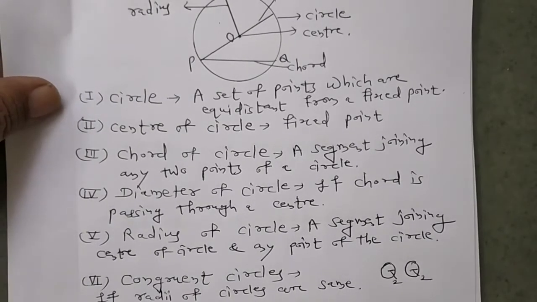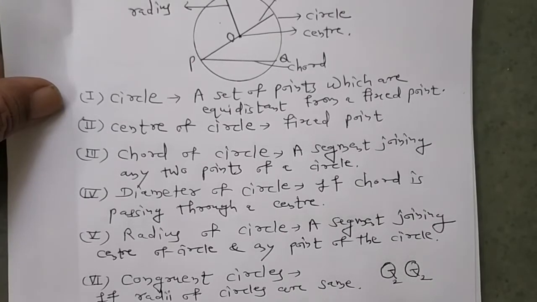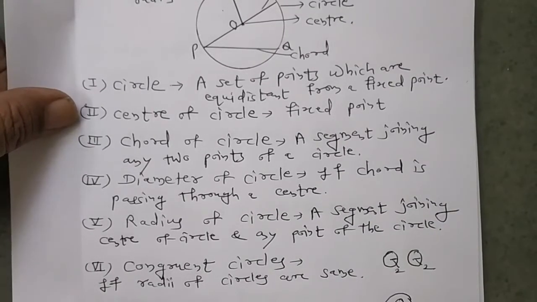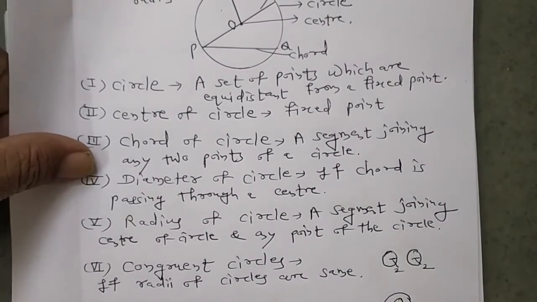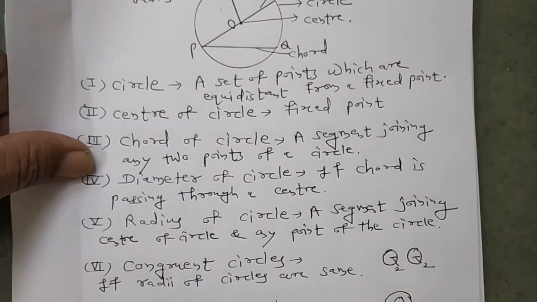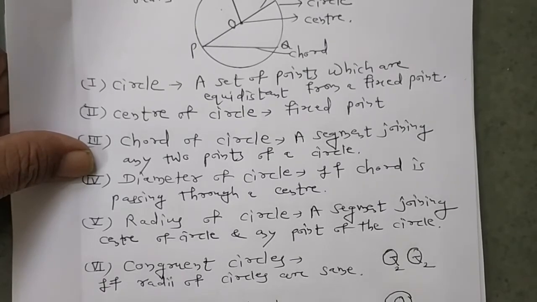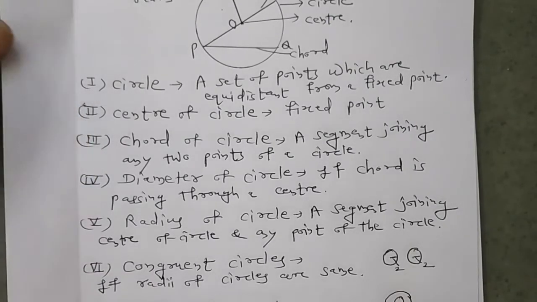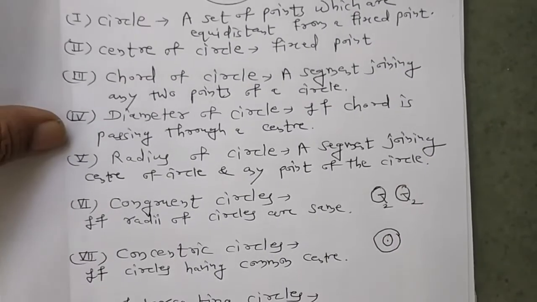Concentric circles. These two are concentric circles. If circles have a common center, these two circles having a common center, they are called concentric circles.